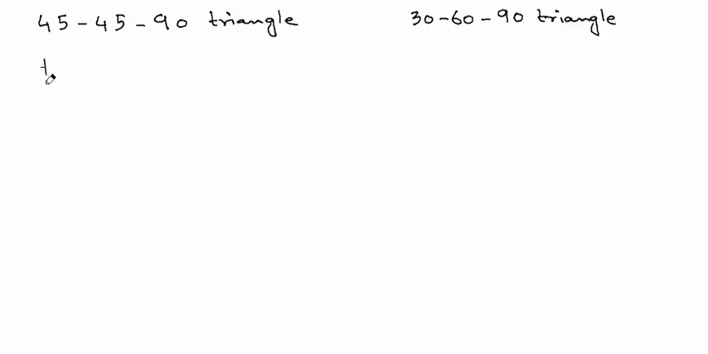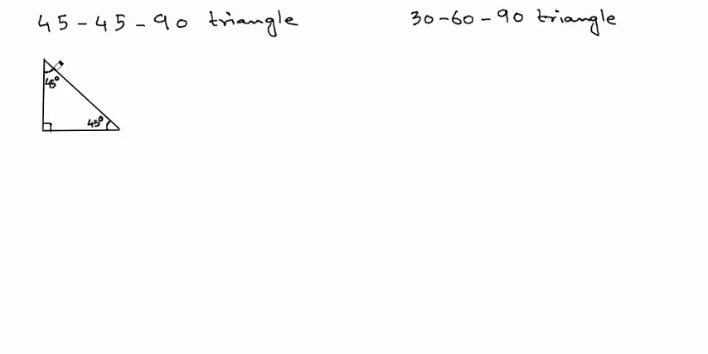Imagine we have a right angle triangle, and this is obviously the right angle of 90 degrees. This angle is equal to 45 degrees and so is this. That's the reason why we call this a 45-45-90 triangle.